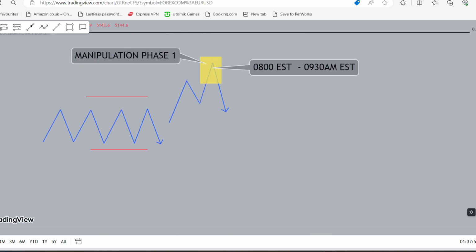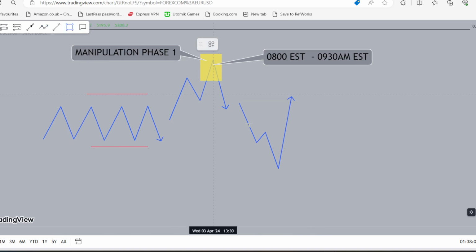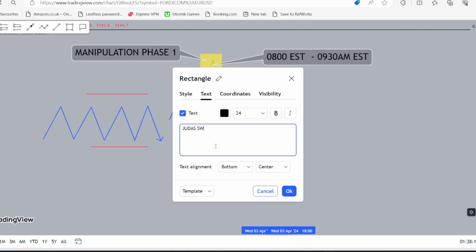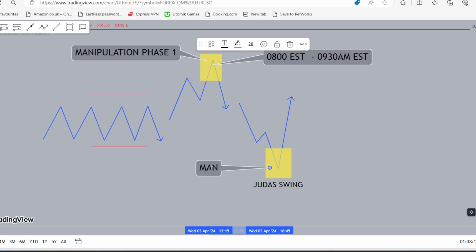Okay. So now when the volume begins to kick in at 9 o'clock, quarter past 9, 9:30, what we see is price manipulating the other way before creating a Judas swing and aggressively heading higher, right? So this here typically represents our Judas swing. This Judas swing over here is what we can refer to as manipulation phase 2. So what is the purpose of manipulation phase 2?